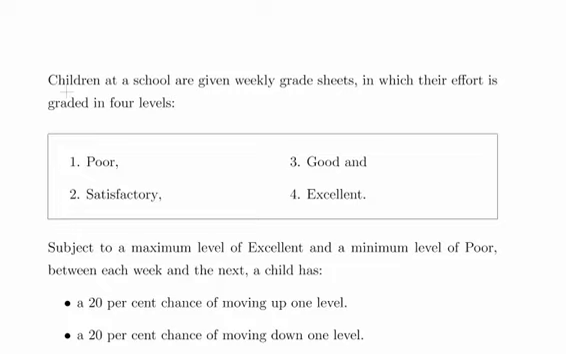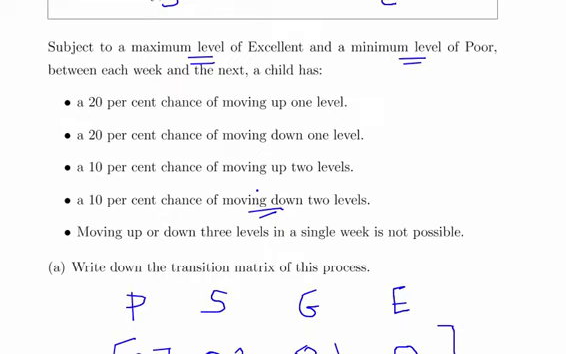In this presentation, we are going to look at Markov chains. Children at a school are given weekly grade sheets in which their efforts are graded at 4 levels: poor, satisfactory, good, and excellent. Subject to a certain maximum level of excellent and a certain minimum level of poor, we're given the following pieces of information.